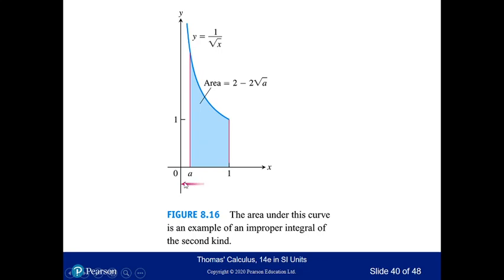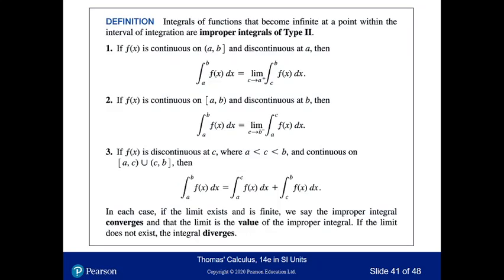We just calculate this area, and then we let a go to 0. No, not infinity. a is getting closer to 0. This piece actually has an area 2 minus 2 square root of a. When we let a go to 0, then we got 2 as the area.